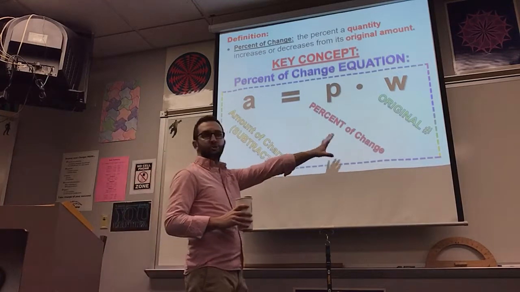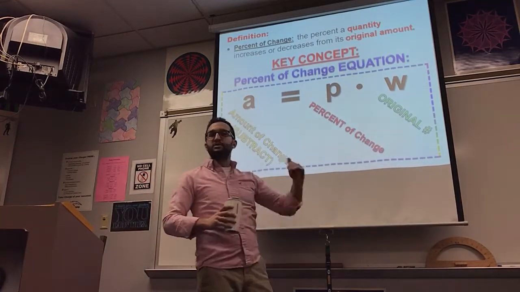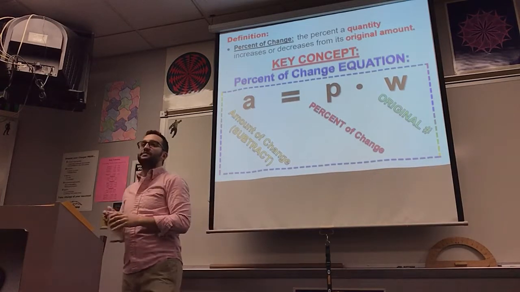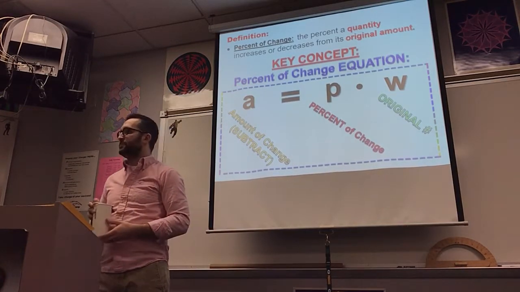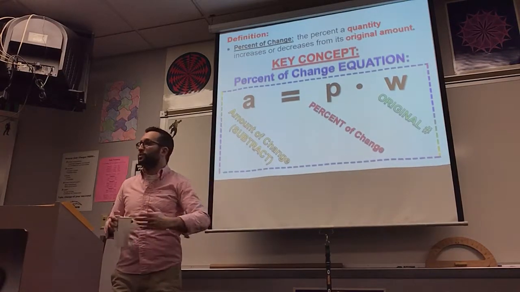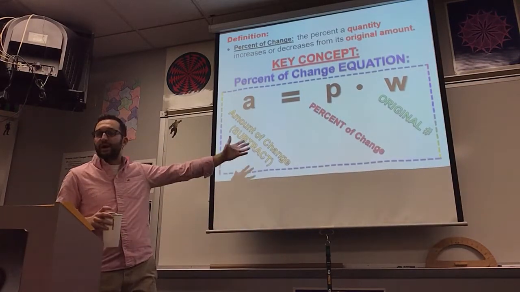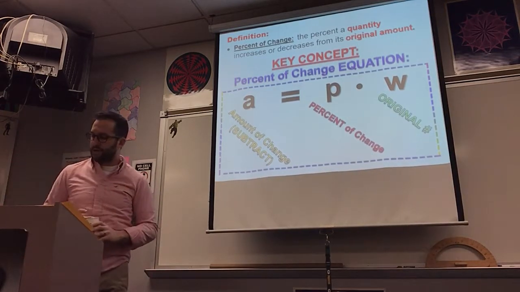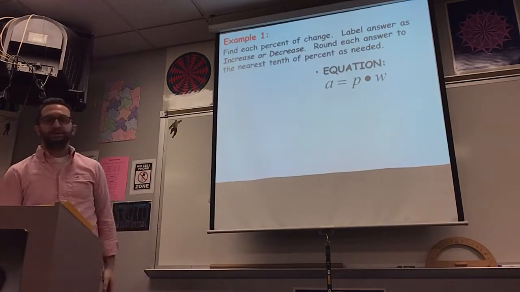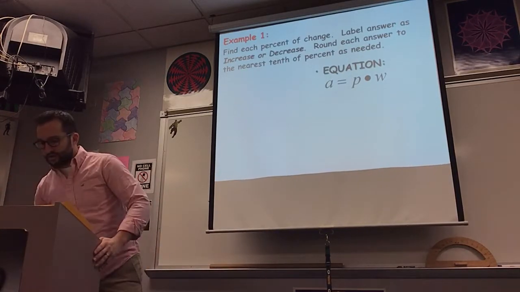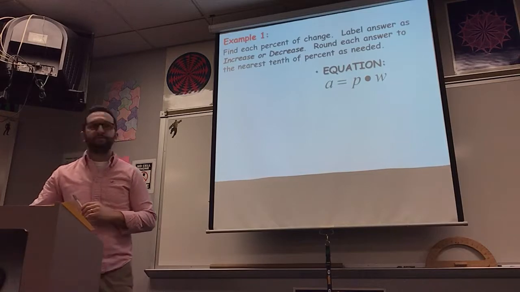So W is our original number, like it's been. P is going to be percent of change. That means A needs to be the amount of change. And you'll have to find the amount of change. How will we find the amount of change? We'll use subtraction. Always big minus little, right? It's always big minus little. So here we're going to find the percent of change. Then we're going to label it as an increase or decrease. And we'll round to the nearest tenth for these particular problems to make it easier.